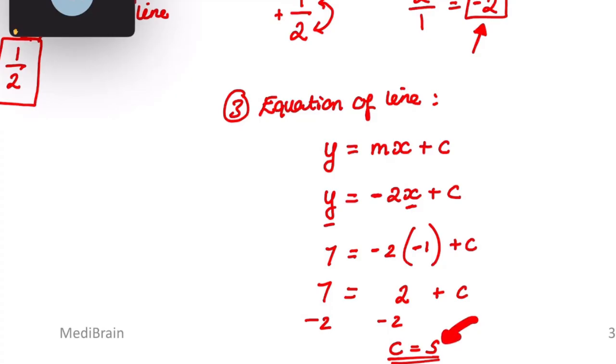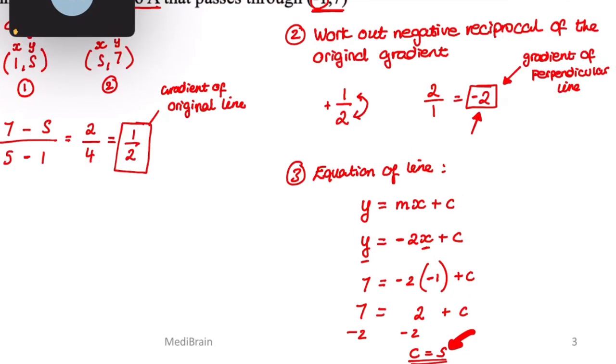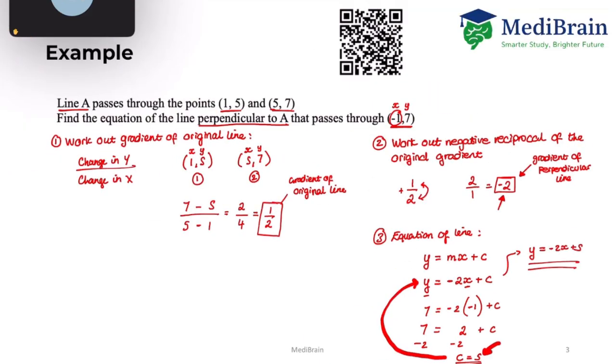C is 5. Now, once you know what c is, you can go back to the original equation over here, and you can substitute in your value for c. So we had y equals minus 2x plus c. We know what c is now. C is 5, so we can write down our full equation, y equals minus 2x plus 5. Okay, so that's our final answer there.